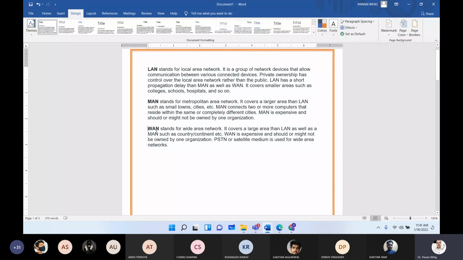Or some big organizations. And WAN stands for wide area network. It covers a larger area than LAN as well as MAN, such as a country or continent. WAN is expensive and might not be owned by a single organization at the same point. And PSTN or satellite medium is used for wide area network. So this is all about your LAN, MAN, WAN.